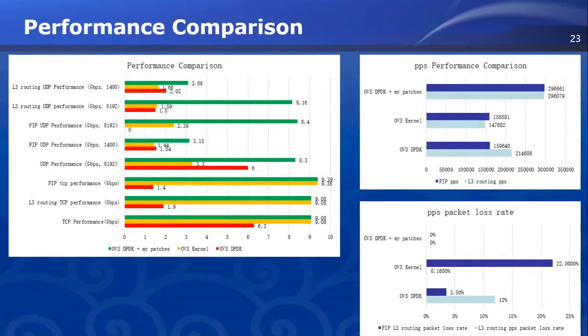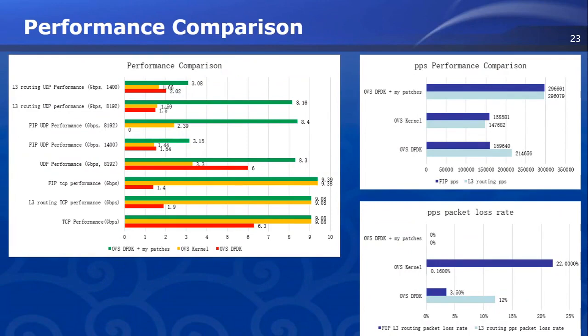Here we compared all the performance indices between OVS DPDK community version, OVS kernel, and OVS DPDK plus our improvement patches. You can see our patches have super good performance data in every performance test case. Our patches improve the TCP performance, UDP performance, PPS performance, and packet loss rate dramatically.